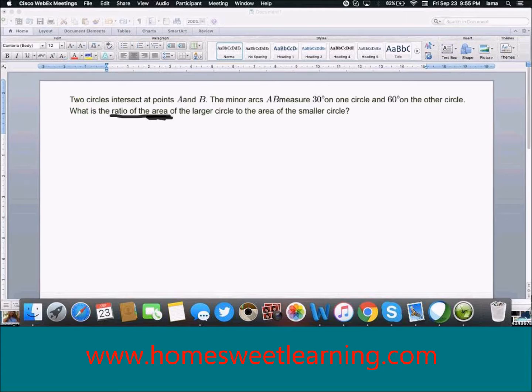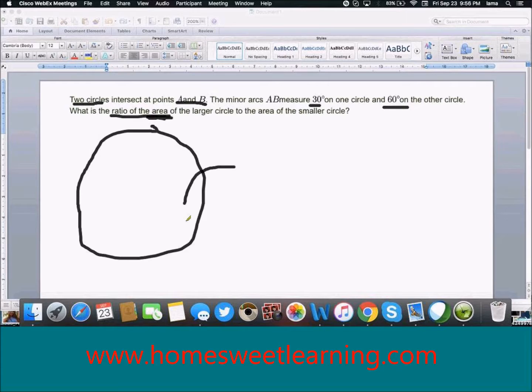So we have two circles and points A and B. One is at 30 degrees and one is at 60 degrees. So I always like to start by drawing out exactly what it says, just to get a feel for what's going on so I can see it visually. So there's one larger circle, and then there's a smaller circle. They intersect, just as it says, at points A and B.